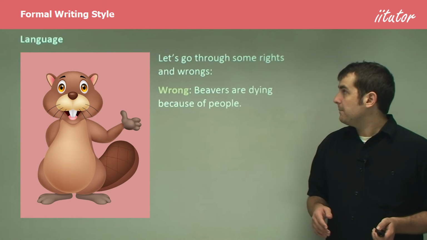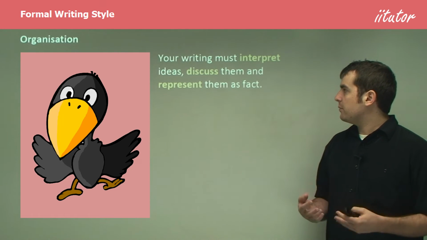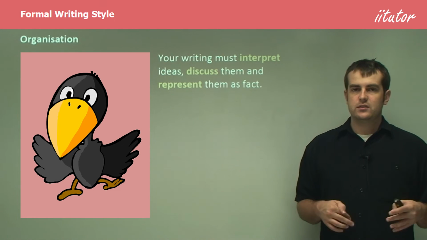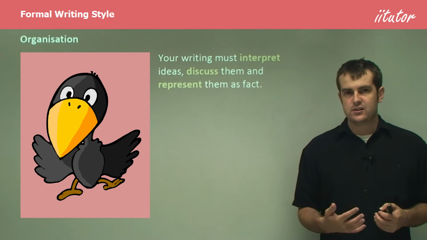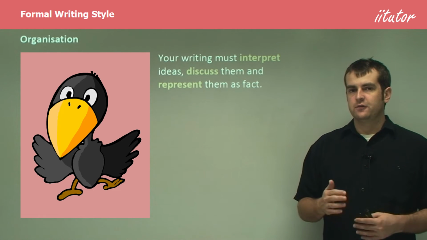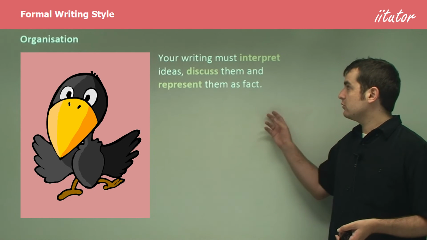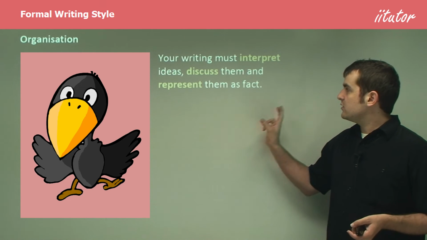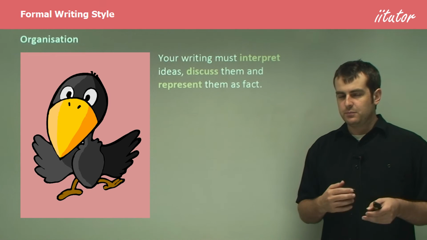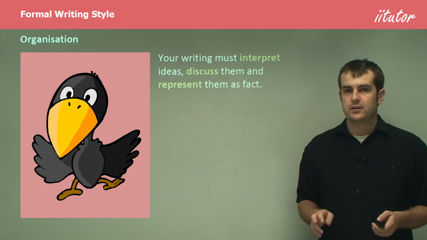This is the last part we'll look at, which is your writing must interpret ideas, discuss them, and represent them as fact. Essentially, this is looking at your organization of your formal writing style, which is the purpose of writing in a formal way, is that you can show that you're interpreting ideas, that you can discuss them in a way which is representing them as fact. Rather than try and explain what that means, I'll just go for an example and explain it that way.